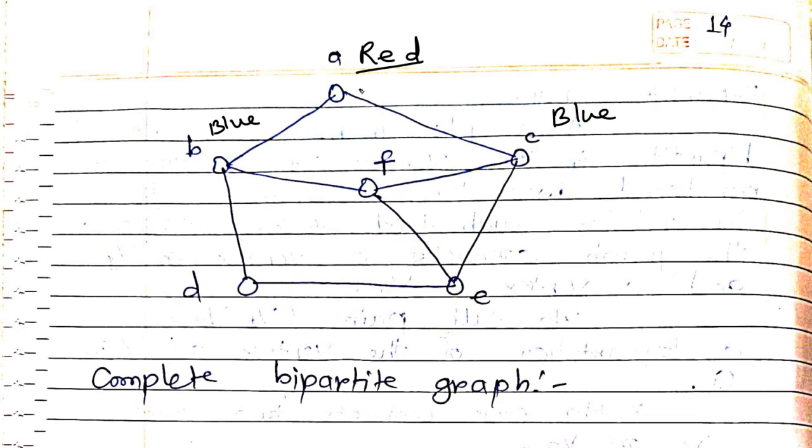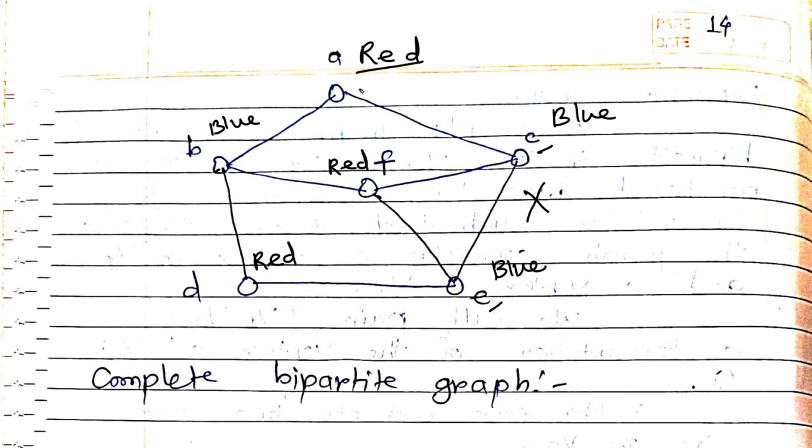Now let's take the example of B. B is blue, so D should have red and this F should have red. Now F and C are neighbors, so they are having different colors, so it's okay. Now F is red, D is red, so E is blue. But here see, this should not be happening because C is blue and E is blue, so they are neighbors.